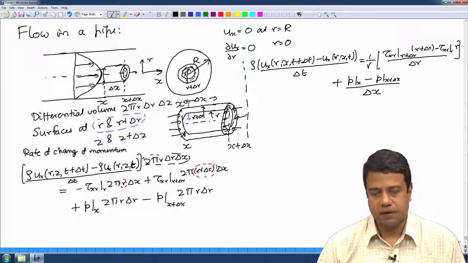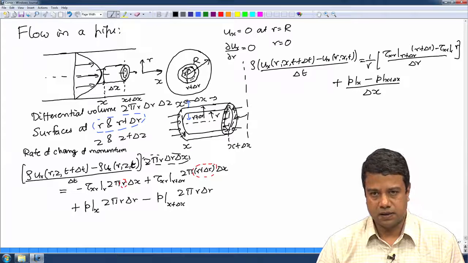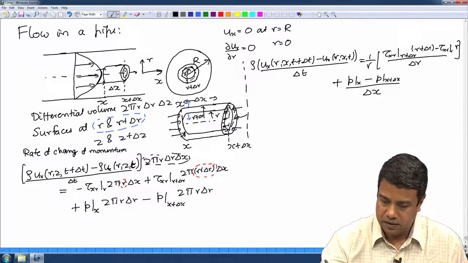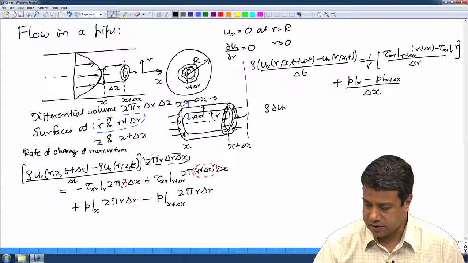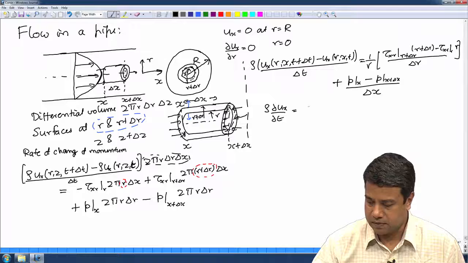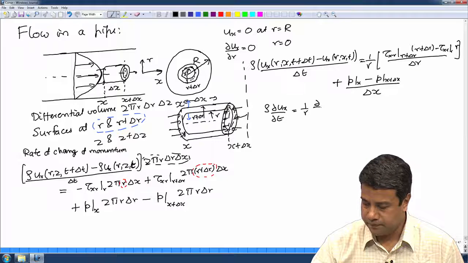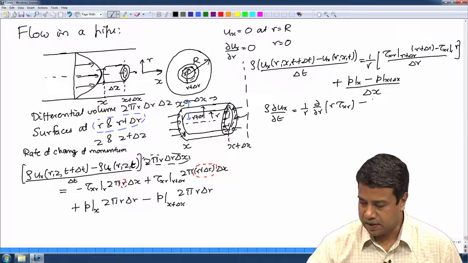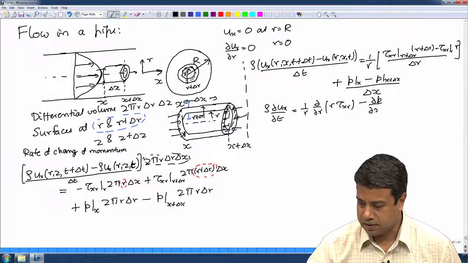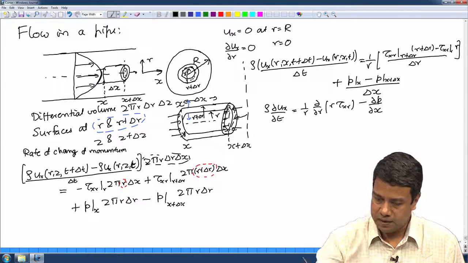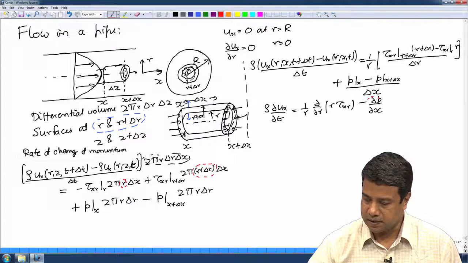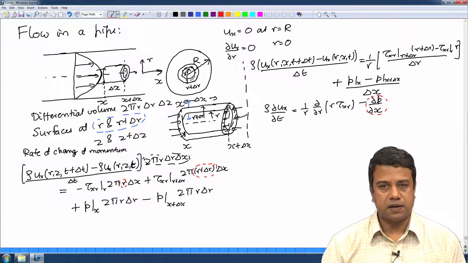If I take the limit of delta r and delta x going to 0, the resultant equation becomes rho times partial ux by partial t is equal to minus partial p by partial x. So, that is the equation. An additional term here is the pressure gradient, which is not there in heat and mass transfer.